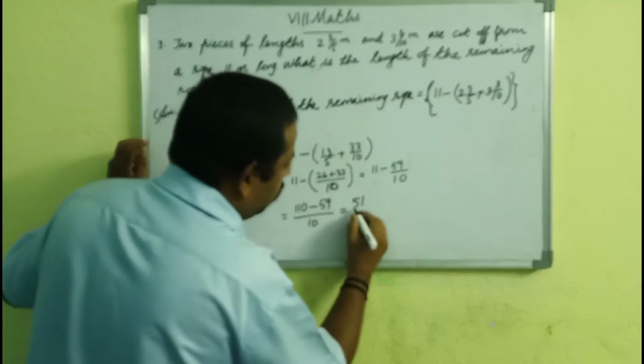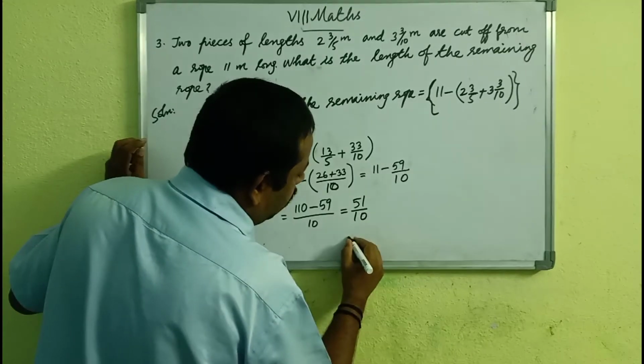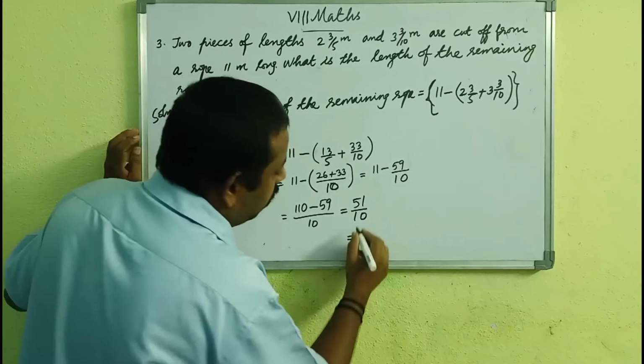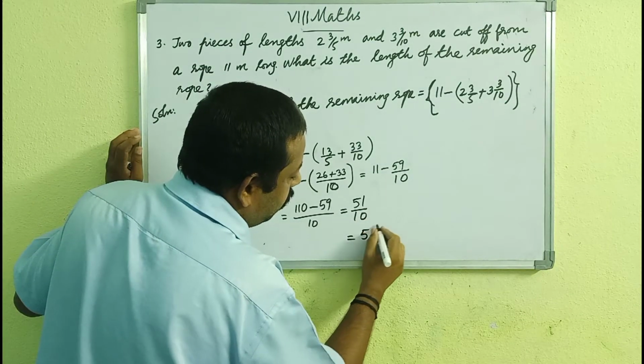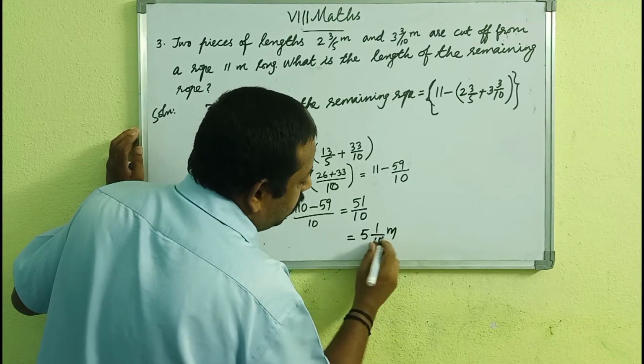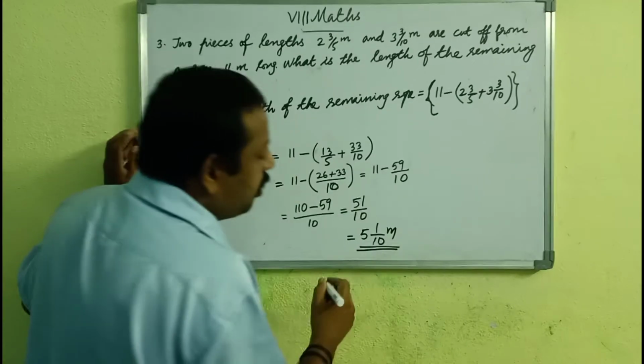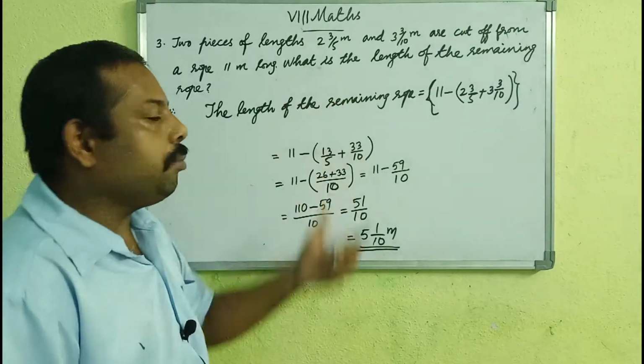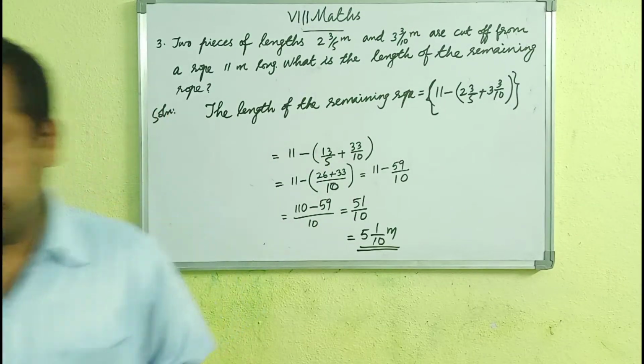51 by 10. 51 by 10, how will you write it as a mixed fraction? 5 1 by 10. 10 5s are 50. 50 plus 1, 51 meters. So this is the length of the remaining part. You can note down the answer.